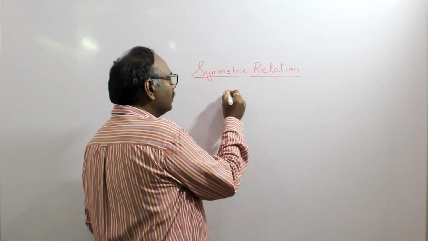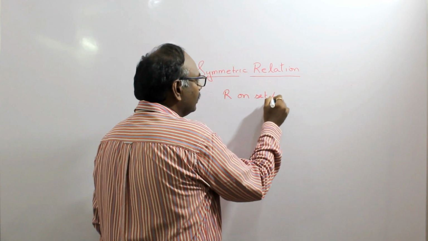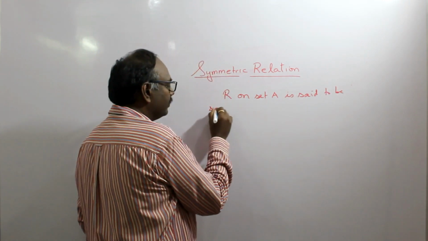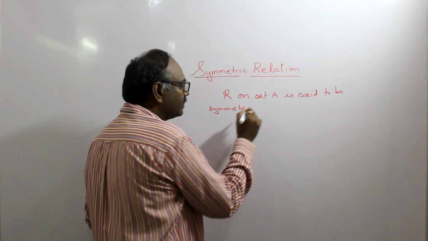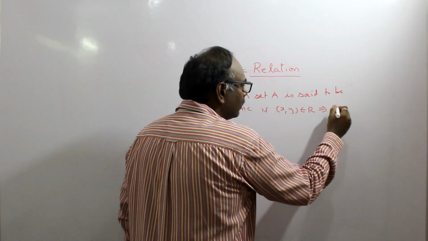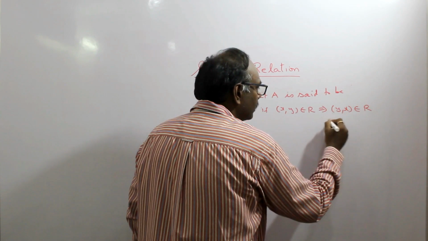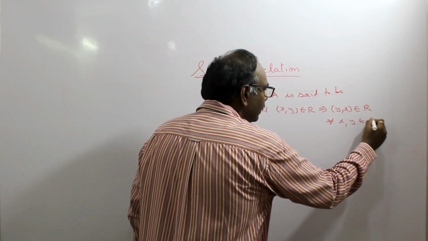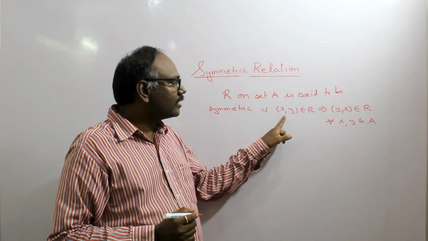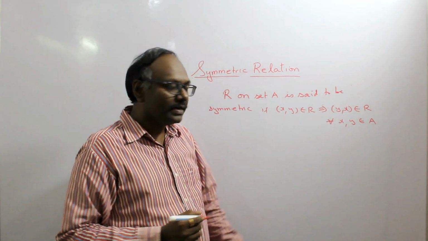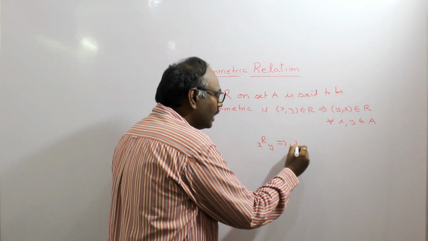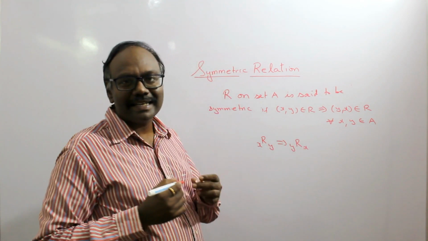So, R on set A is said to be symmetric if x, y belongs to R implies y, x belong to the same relation R for all x, y belongs to A. So, R is a relation on set A and this is said to be symmetric if the ordered pair x, y belongs to R implies y, x belongs to R. We can also write this as if x is R related to y implies y is R related to x.